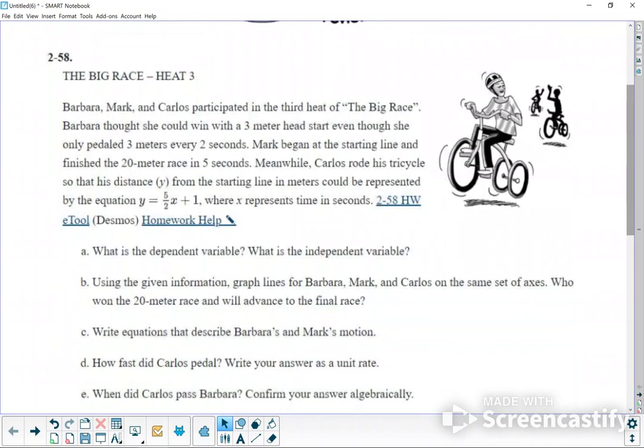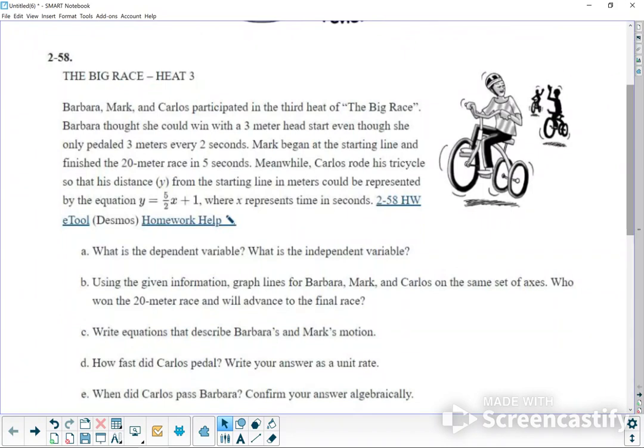Let's see. You know how when we worked in class, we did heat 1, and the winner of heat 1 was, I believe, Leslie. And then you guys did heat 2 on your own. Most of you did heat 2 on your own, and you should have gotten Elizabeth, who won heat 2. Those are the two gals who were participating in the final race today. But this is heat 3. This is a little side problem, right?